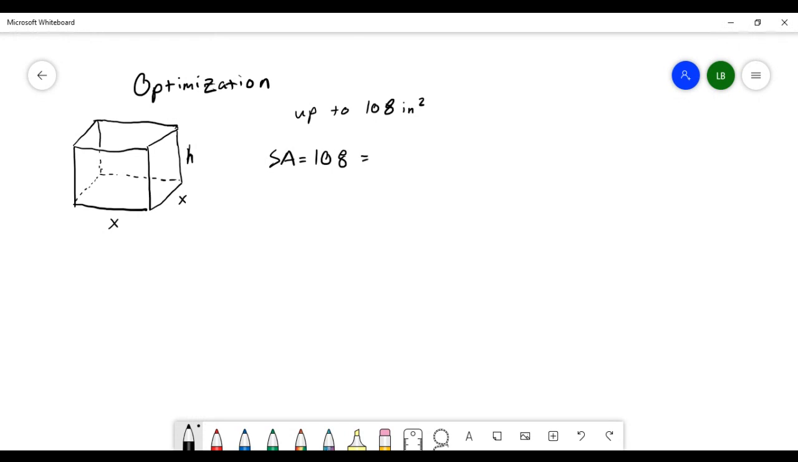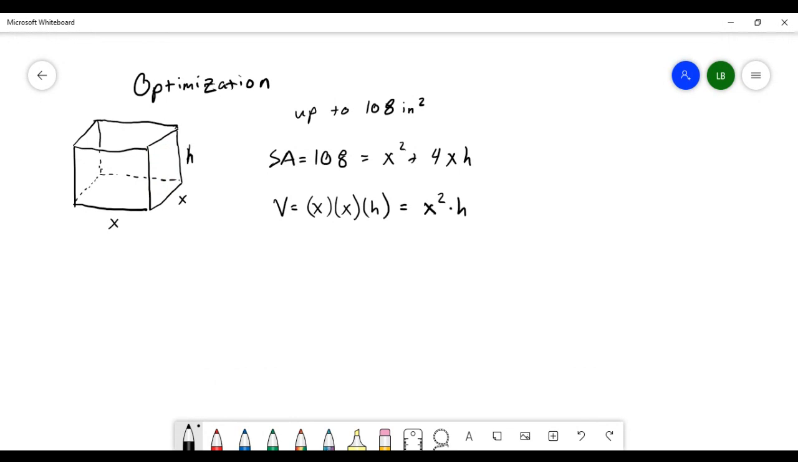And its surface area is also equal to x squared plus 4 times x times h, because x times h is going to be the area of this side here, and we've got 4 of those sides, plus the area of the base, which is x squared. Additionally, we know that the volume is going to be the length times width times height, so x times x times h, which is x squared times h.